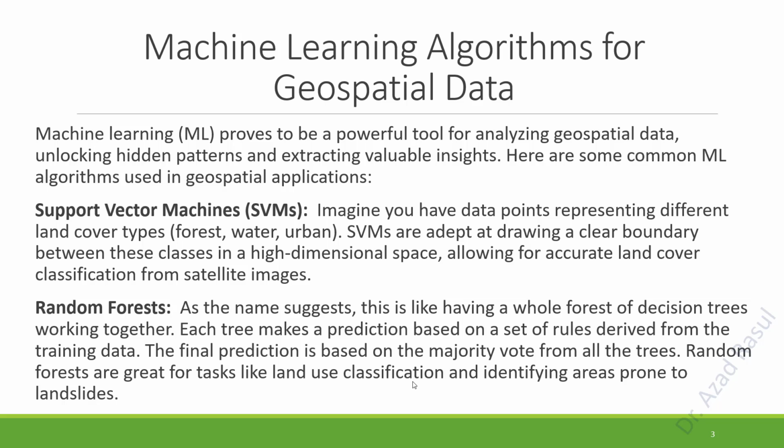Second, random forests. This algorithm works like having a whole forest of decision trees. Each tree makes a prediction based on a set of rules derived from the training data. The final prediction is based on the majority vote from all the trees. Random forests are great for tasks like land use classification and identifying areas prone to landslides.